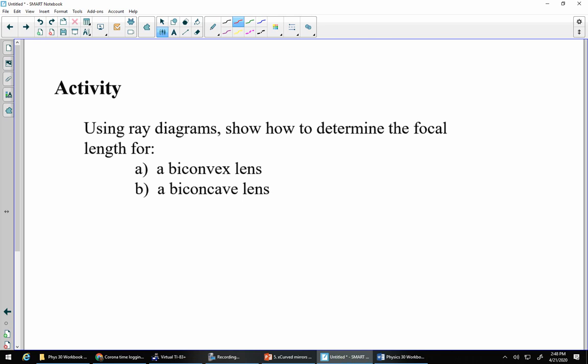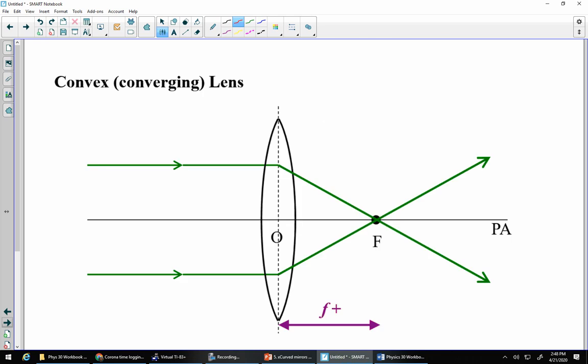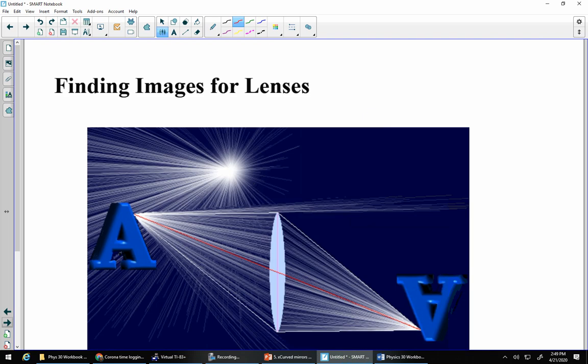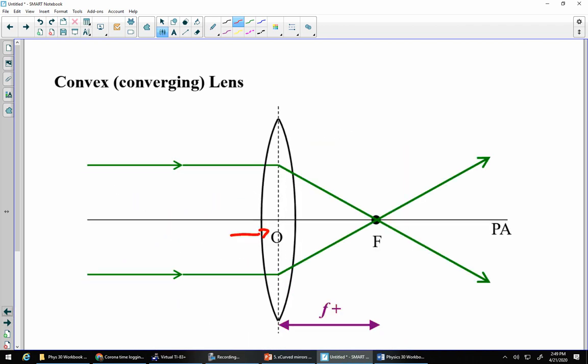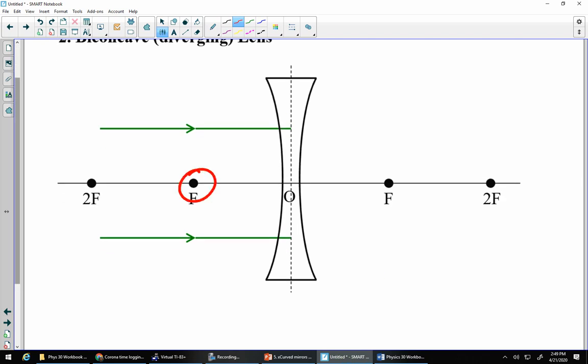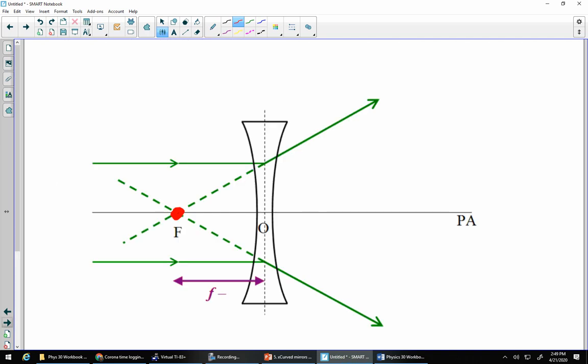So how do we determine the focal length? Same sort of idea, right? We see where those rays match up, where they come together, those parallel rays, and then we measure from our optical center. Cool. Same thing with this one, except we need to take our ruler and we need to trace it back to where it came from. Awesome. So finding the images in lenses. This is going to be very, very similar to finding the images in mirrors, except you'll notice that there are two focal points, one on either side of each lens.